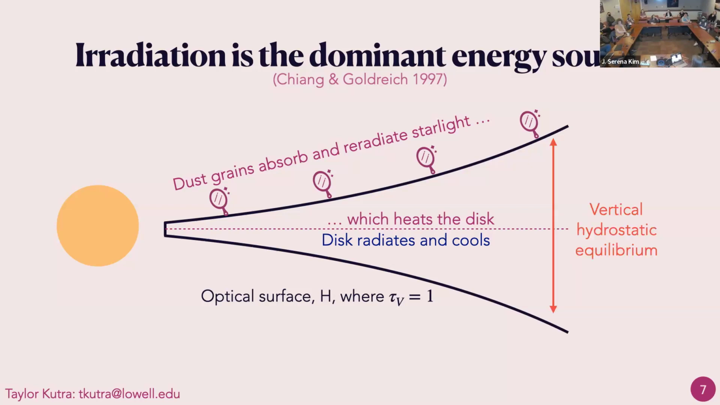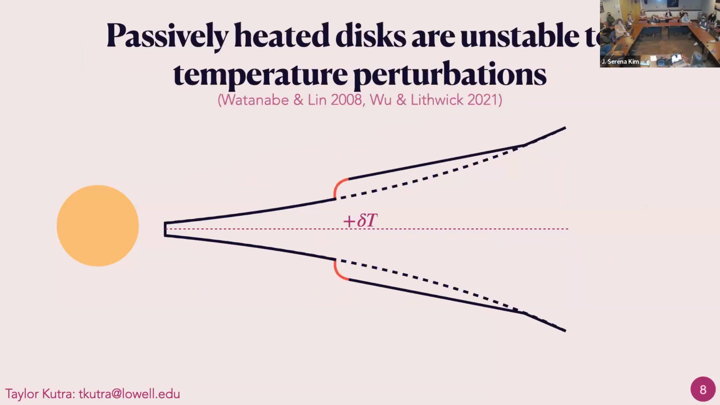And all the while the disk is maintaining some sort of vertical hydrostatic equilibrium that keeps all of these things, in addition to gravity, in check. And so what I want to do is convince you that these disks are actually unstable to temperature perturbations. If I add a small temperature perturbation to the midplane of this disk, the gas will expand. And what that'll do is it'll slightly kink the optical surface above and below the disk.